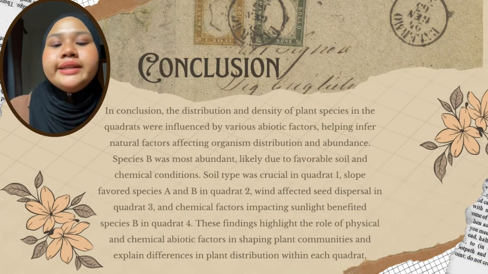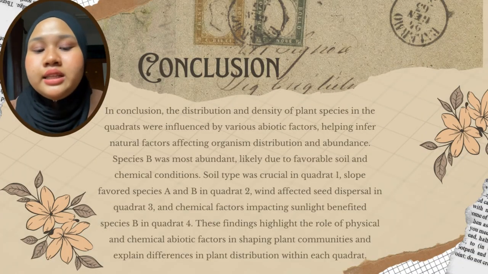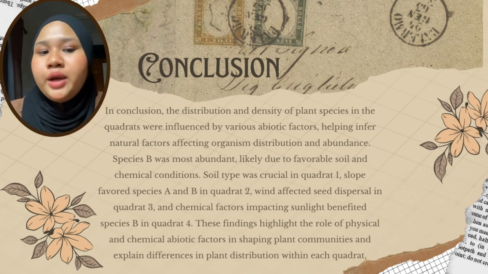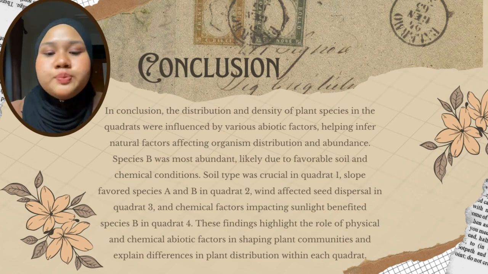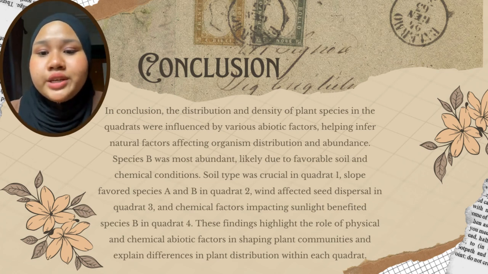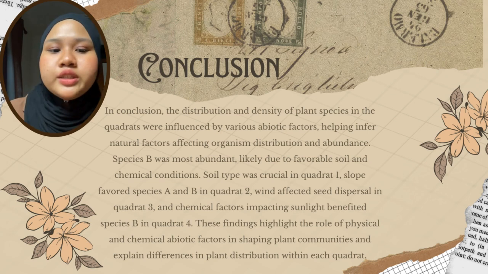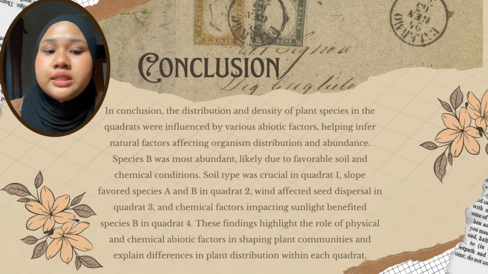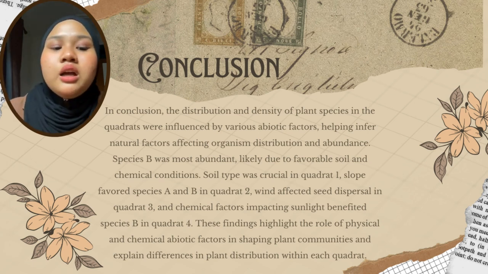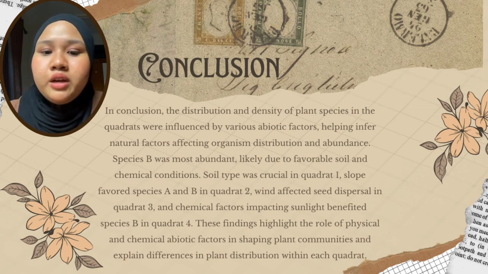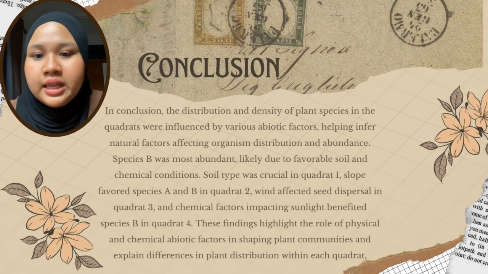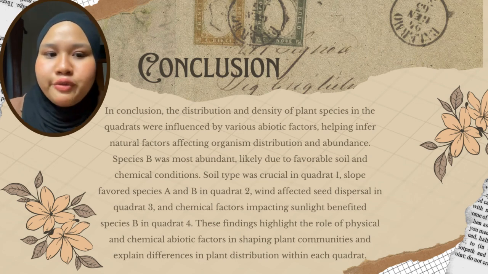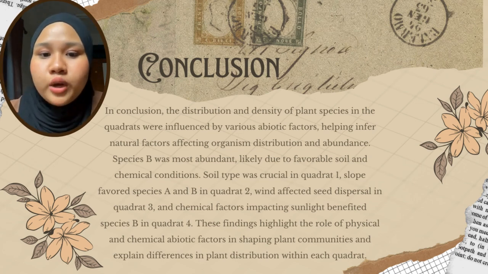In conclusion, the distribution and density of plant species in the quadrats were influenced by various abiotic factors, helping infer natural factors affecting organism distribution and abundance. Species B was most abundant, likely due to favorable soil and chemical conditions. Soil type was crucial in quadrat 1, slope favored species A and B in quadrat 2, wind affected seed dispersal in quadrat 3, and chemical factors impacted the sunlight's benefit to species B in quadrat 4. This finding highlights the role of physical and chemical abiotic factors in shaping the plant community and explains differences in plant distribution within each quadrat.